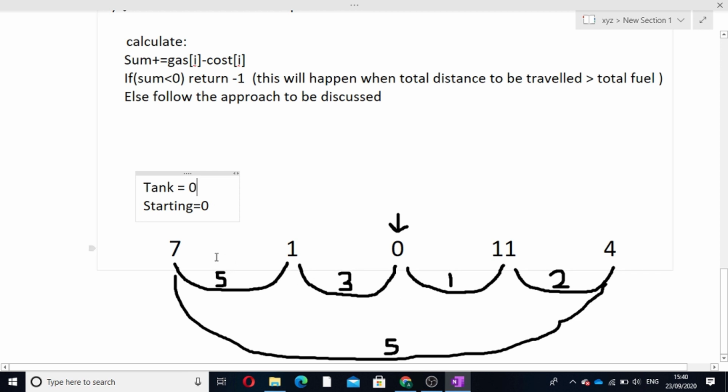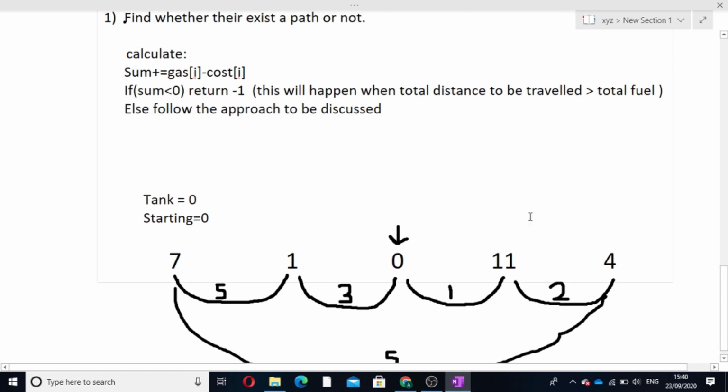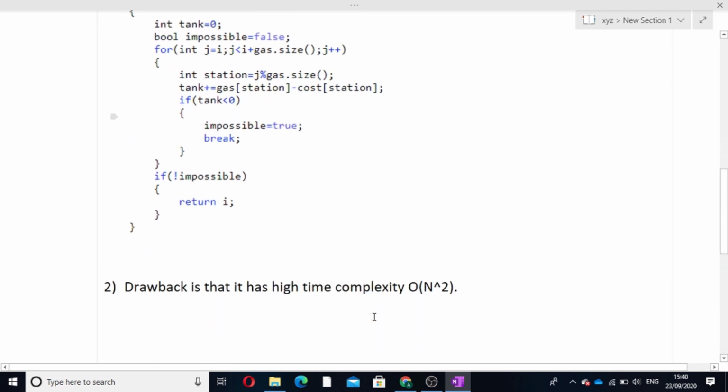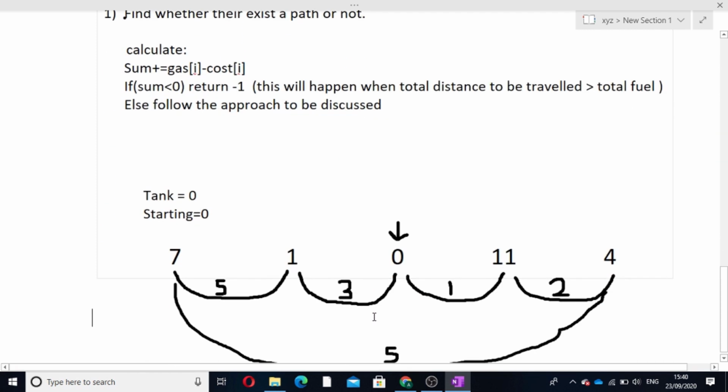It means that the starting point which we had chosen, that was 0 in the initial case, had led us down. It means that whenever we start with the 0th index, we won't be able to cover all the gas stations. So now what will we do in this case? See, in our brute force approach, when we found such a case that our trip is not possible, we did a break from that loop and initialized the starting point with the initial starting point plus 1.